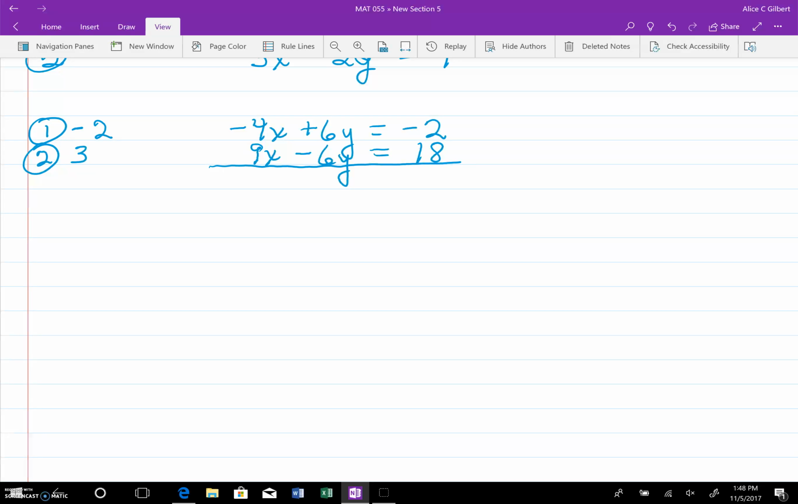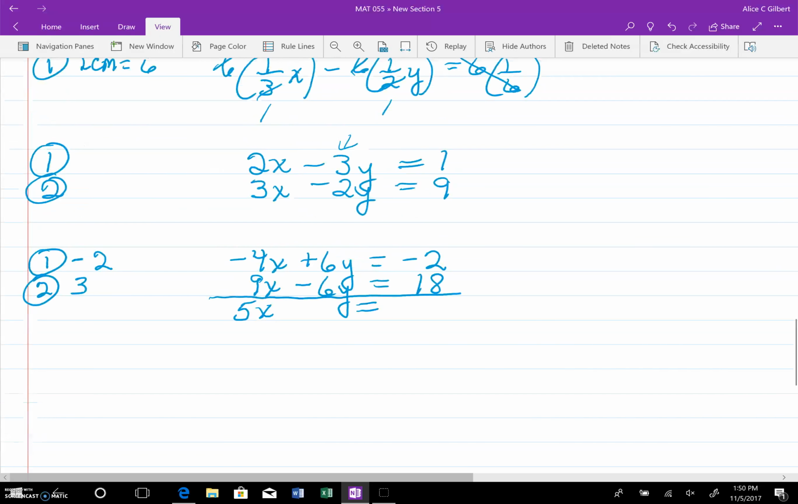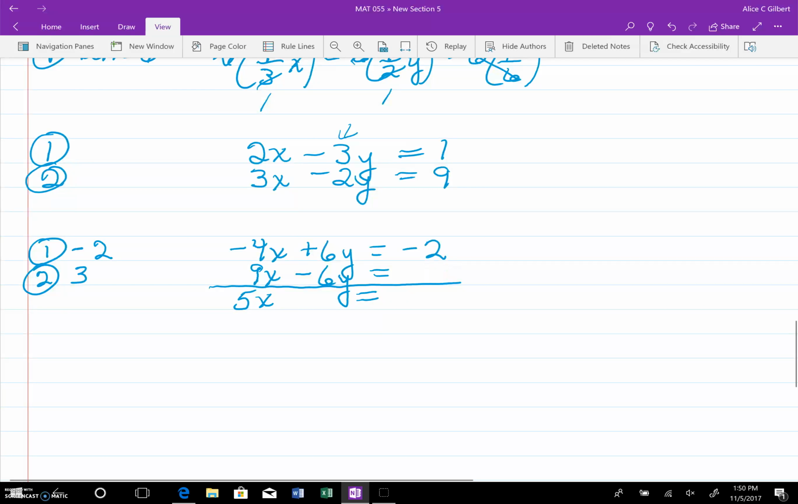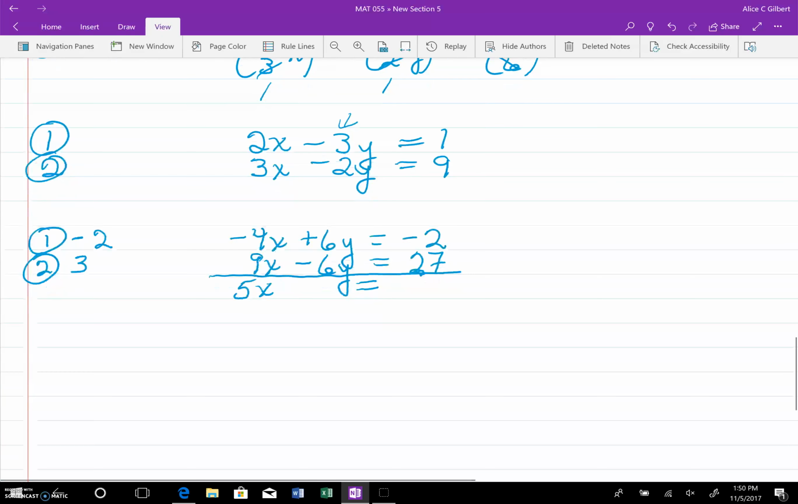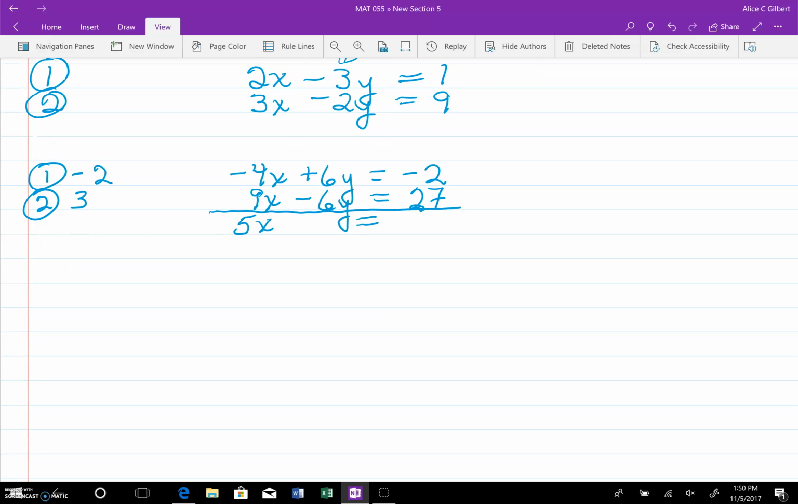Remember, we're always adding. Another reason why some people call it the addition method. So that's going to give me 5x. My y's are eliminated. And, oh, wait just a second. 3 times 9 is not 18, it's 27. I hope somebody caught that. Okay, so 27 minus 2 is 25. And now when I divide 5x by 5, I get x. And 25 divided by 5 is 5.